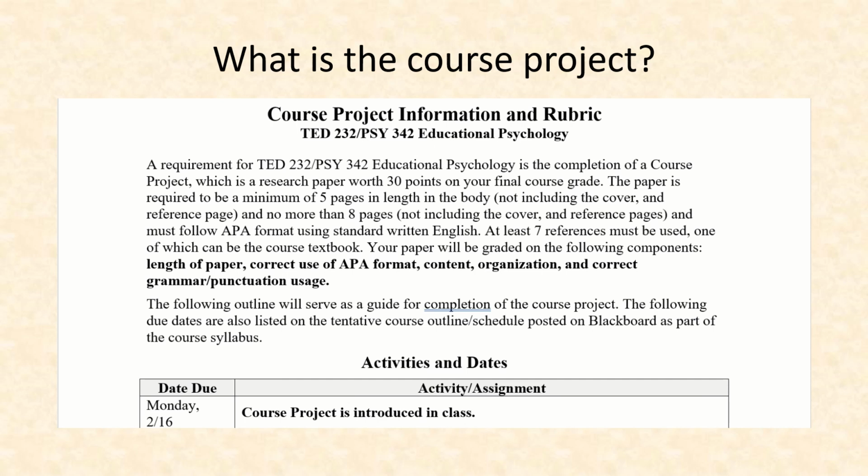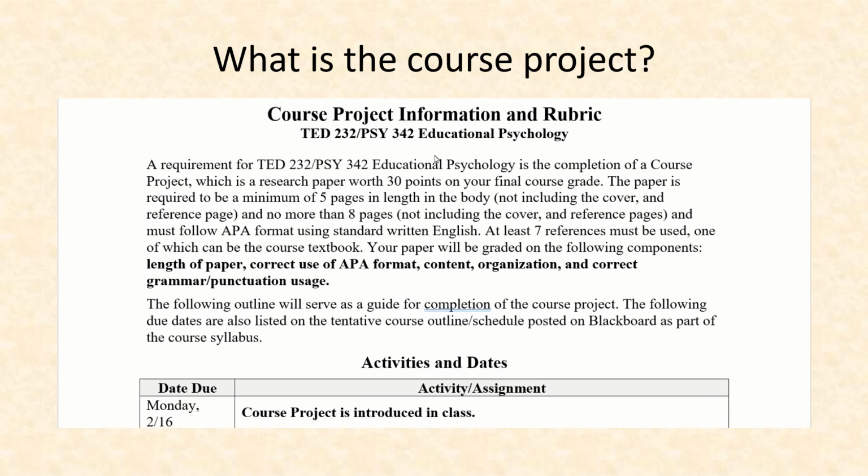We're also going to follow APA formatted thoughts. I'm going to ask you to use at least 7 references of professionally respected material. And one of those references could be Slavin, the course textbook. The paper will be graded on these components: the length of the paper, correct use of APA, correct good use of content and presentation of content, the way you organize, the way you present the information, and correct grammar, punctuation.